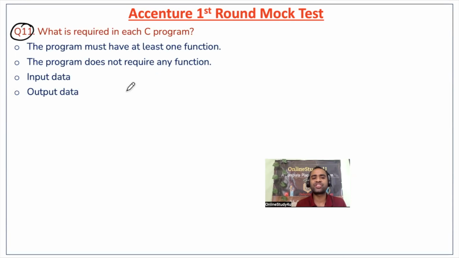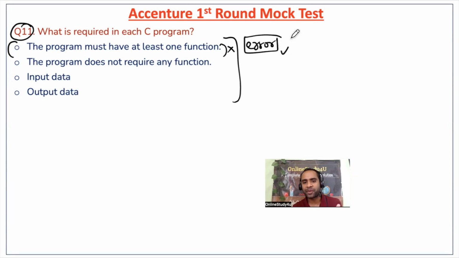Now, which is required in each C program? Friends, always remember, in a C program you must have at least one function, otherwise you will get a compilation error, and you will not be able to execute, or that program will not be correct. So what is required in each C program? The program must have at least one function.